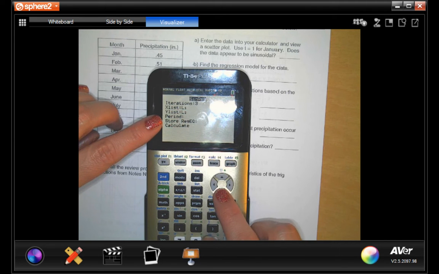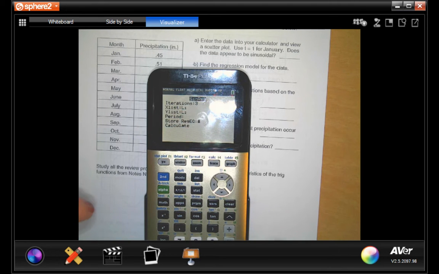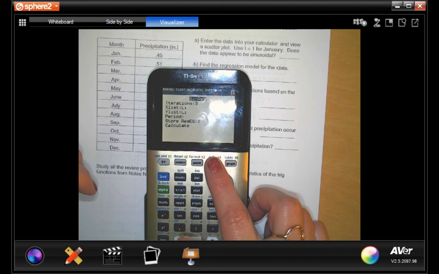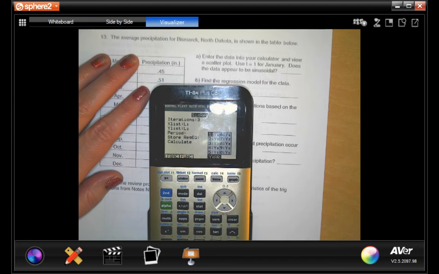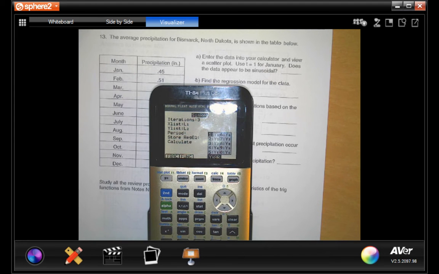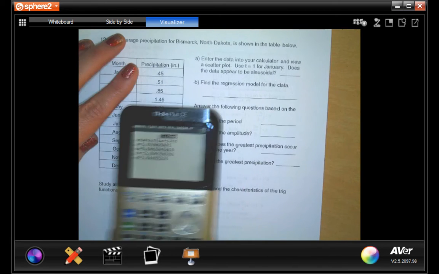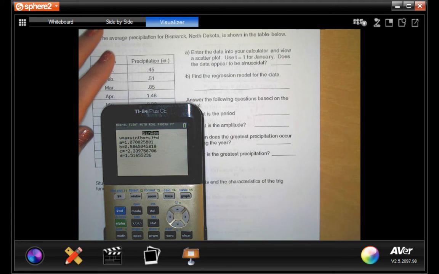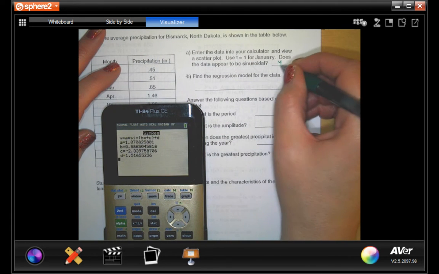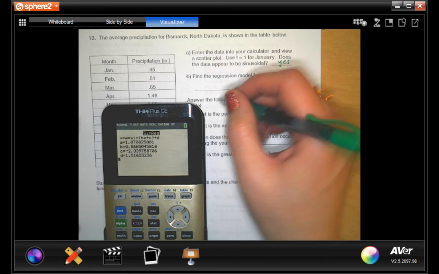But that store regression equation, how do we get our y1 in there? Alpha trace. Alpha trace brings up our list of y's. So I'm just going to hit enter. And then we calculate. All right, so there's my equation. That was a yes at the top.